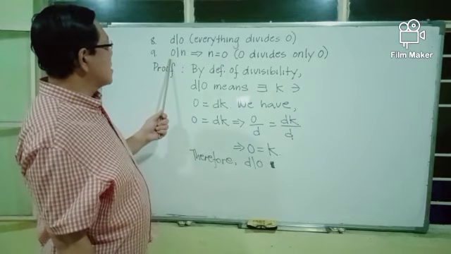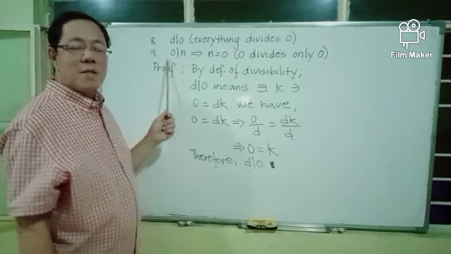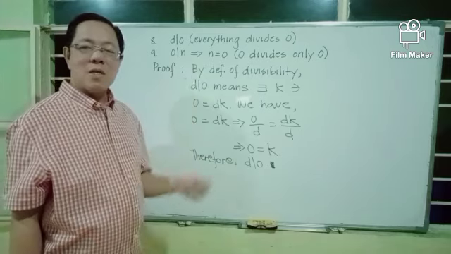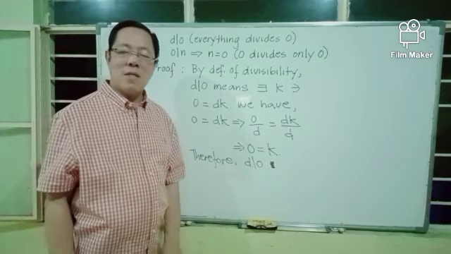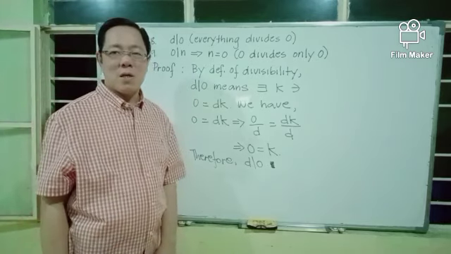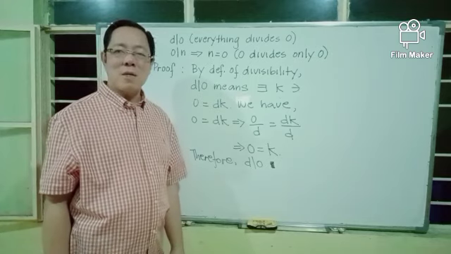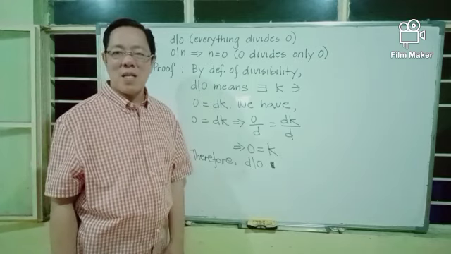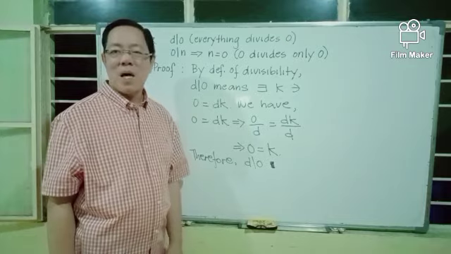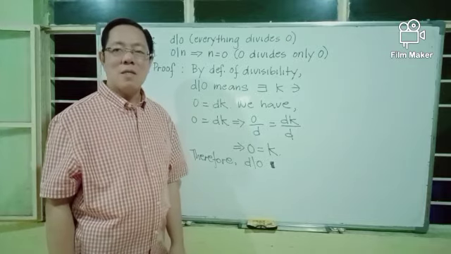We now prove the 9th divisibility property. If 0 divides n, then n must be 0, which means that 0 is the only integer that divides 0, or 0 divides only 0.